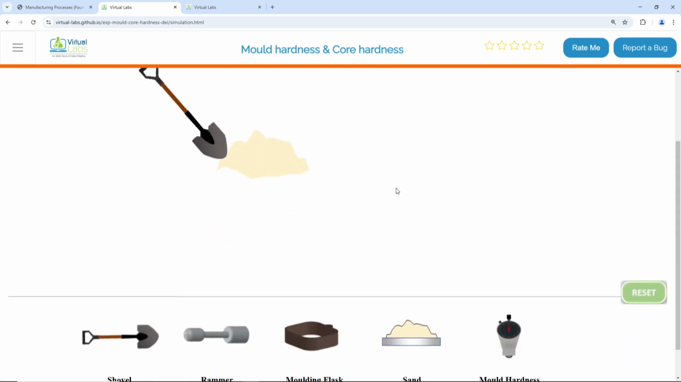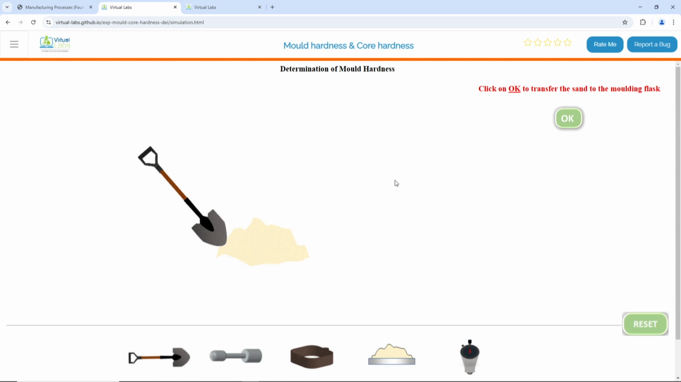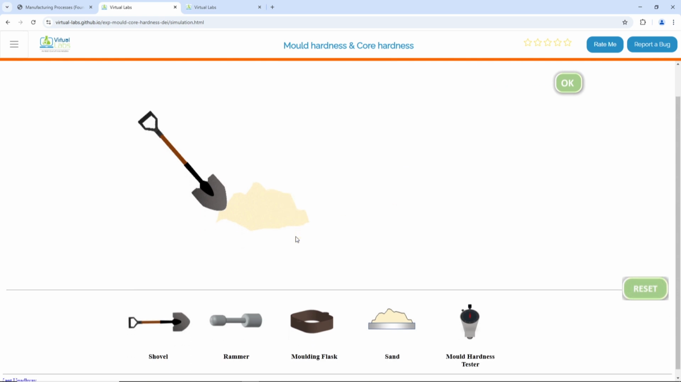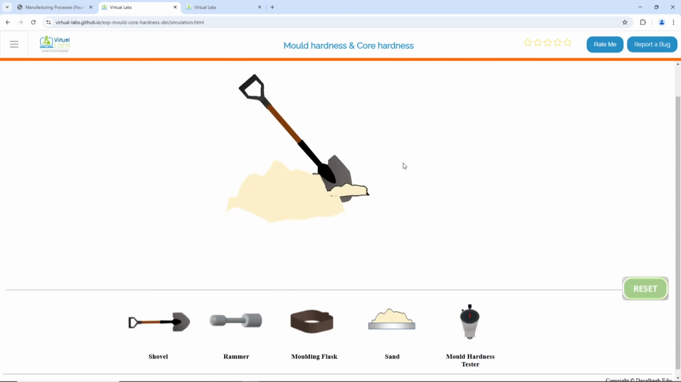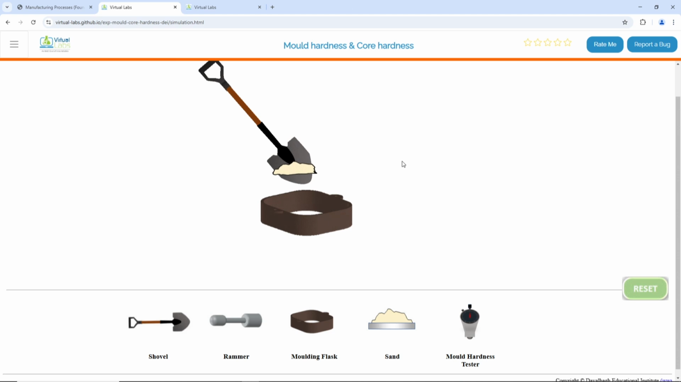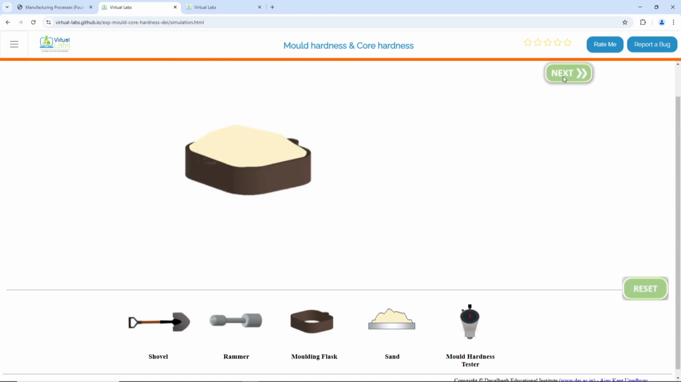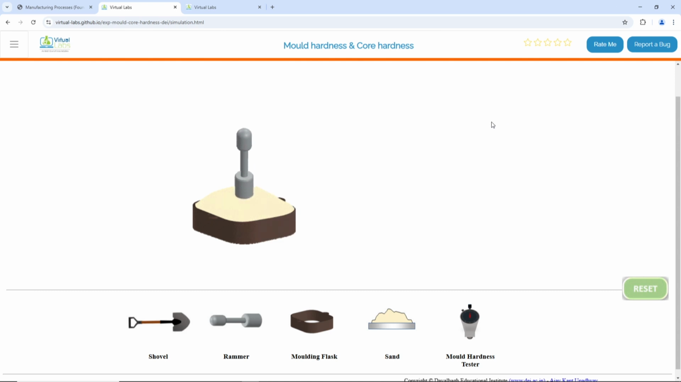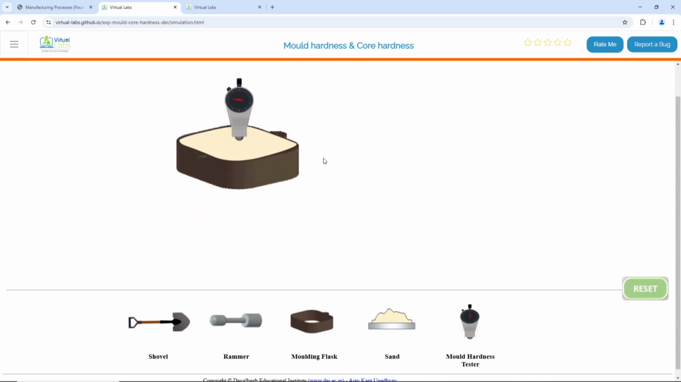The first step is to pick a sand, green sand or baking sand. Now, using the shovel, I will pick sand and transfer it to the molding flask. Say OK. The next step is to ram it down, preparing the mold to be tested. The next step is to test it.